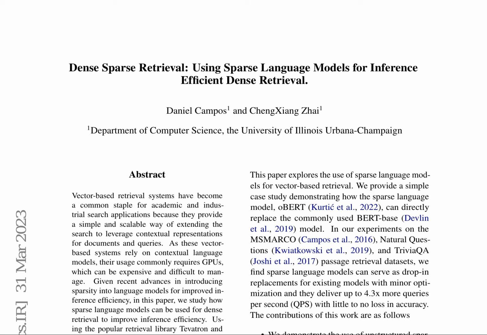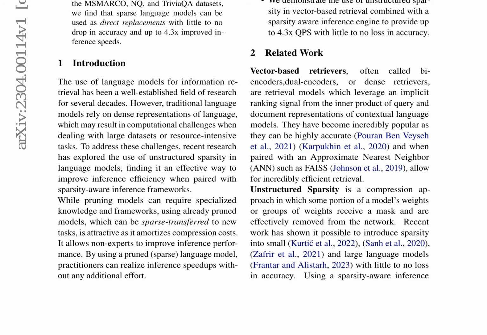The authors provide an overview of related work, including the use of bi-encoders, dual encoders, and dense retrievers in information retrieval, which have been shown to be highly accurate and efficient when paired with approximate nearest neighbor algorithms like FAISS. Recent advances in introducing sparsity into small and large language models have also resulted in improved inference efficiency with minimal loss in accuracy. The main contribution of this work is the demonstration of using unstructured sparsity in vector-based retrieval combined with a sparsity-aware inference engine. This approach achieves significant improvements in queries per second with negligible accuracy loss.